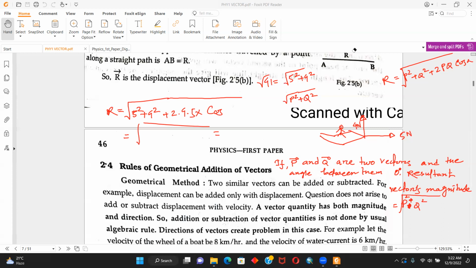Because you might get questions, say for instance, one mark or half a mark questions. Say the angle between these two is 90 degrees. So what is the probable case of the resultant vector? Is it p plus q? Is it p minus q? Or is it the square root of p squared plus q squared? So you might get these things.